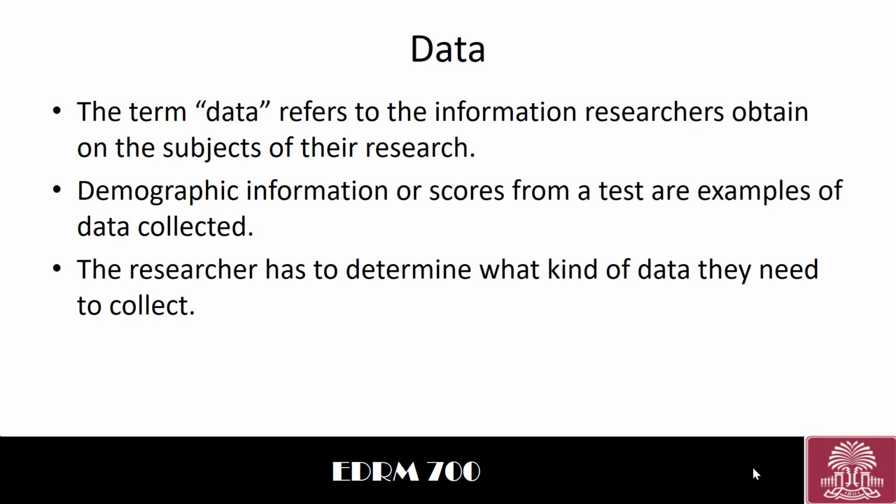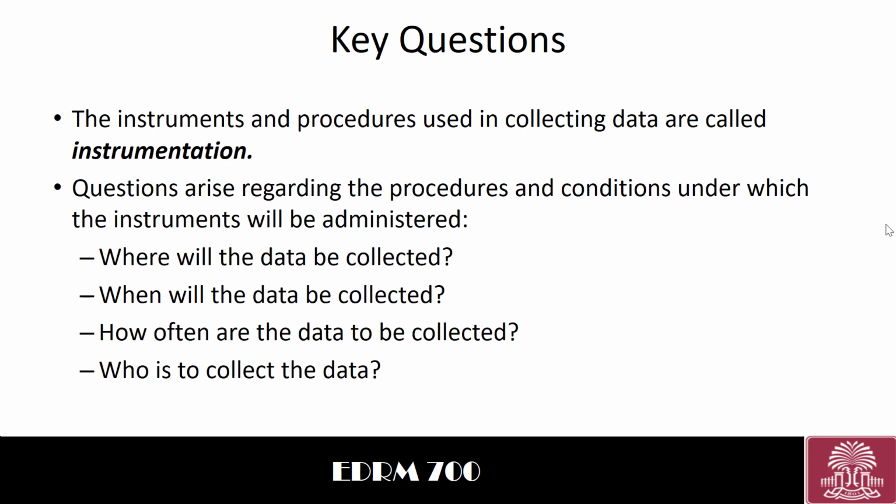Researchers have to determine what kind of data they need to collect for a study. The instruments and procedures used in collecting data are called instrumentations. It involves the selection or design of the instruments as well as the procedures and conditions under which the instruments will be administered. You can find this information in the methods section of a research paper.